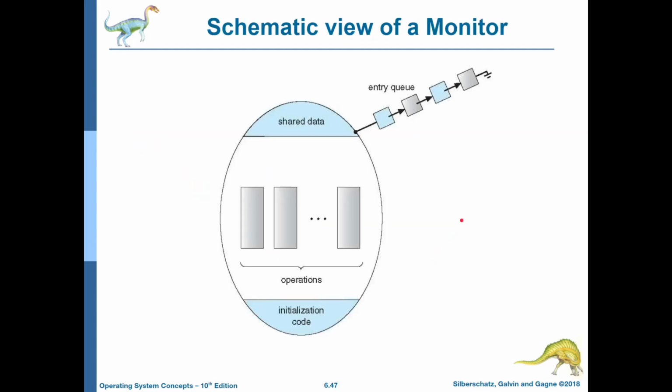Here's a schematic view of what a monitor does. You have a linked list of processes, an entry queue, that can come in and access a particular object in the shared data. Only one process at a time can perform operations and access shared data, and shared data can only be accessed through these operations.